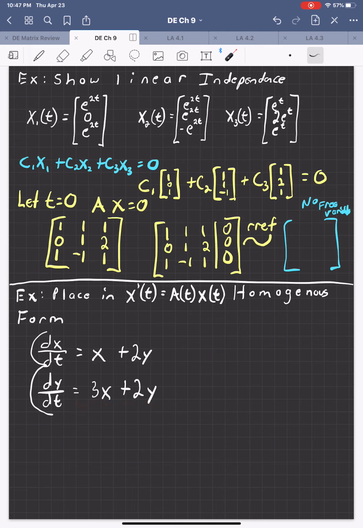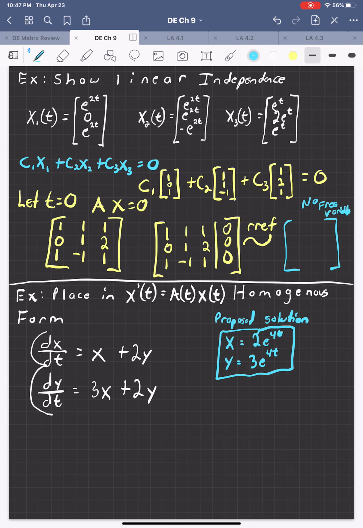Okay, and we're going to do a couple things all at once. So I'm going to write some proposed solutions right here. This is the proposed solution to this system of differential equations. The proposed solution is x is equal to 2e to the 4t, and y is equal to 3e to the 4t. Okay? Now, pretty quickly, let's verify this. These are our proposed solutions, and let's actually verify that these solutions work.